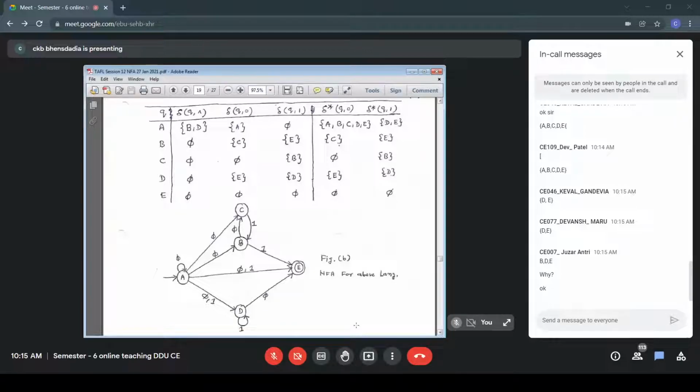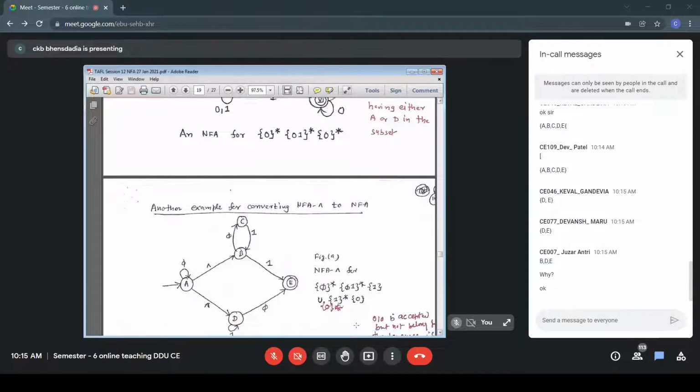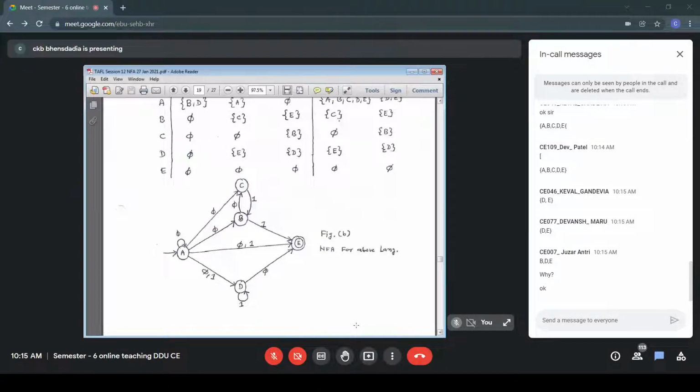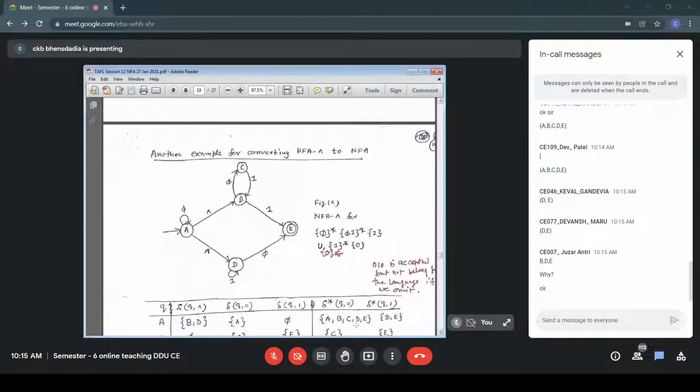Now, same number of states. So it was A, B, C, D, 5 states in the NFA with null, 5 states in the NFA: A, B, C, D, E. The only accepting state is E. The initial state is A, that we have done. Now those transitions: A on 0 is A, B, C, D and on 1 is D, E.